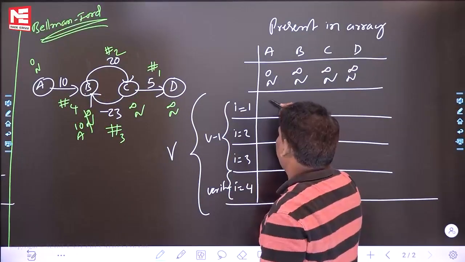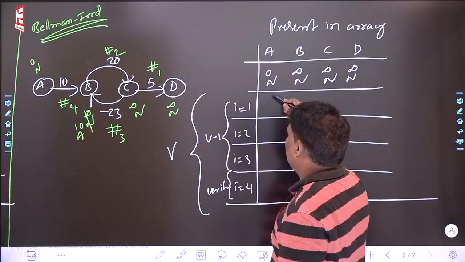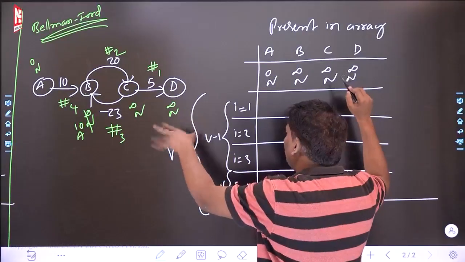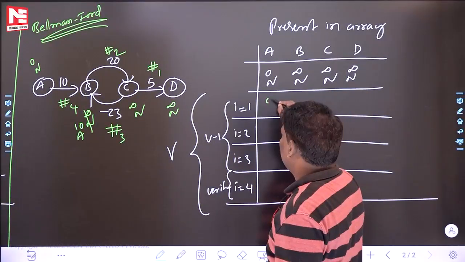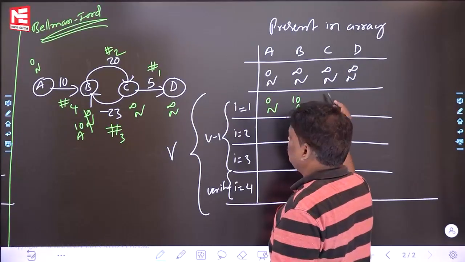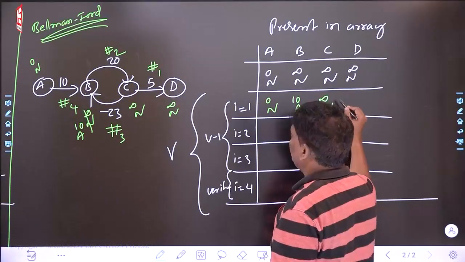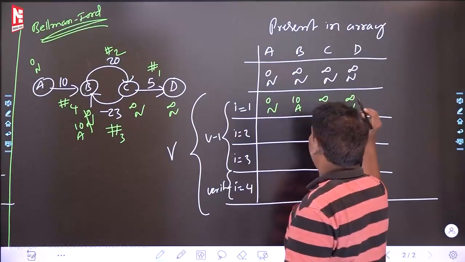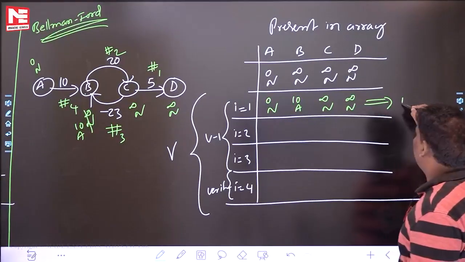Let's see here, what is the answer? Whatever, all edges decrease key operation one time over. Let me write the answers. A 0 null, B 10 A, C infinite null, D infinite null, right, like that. So after all edges, what is the answer? E.